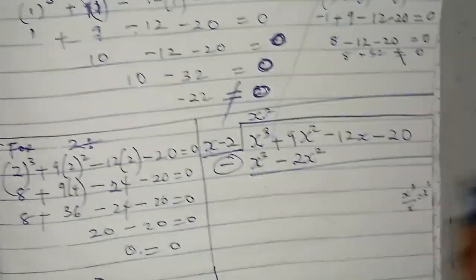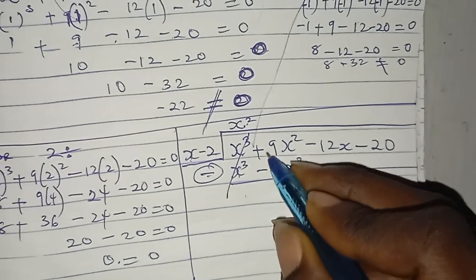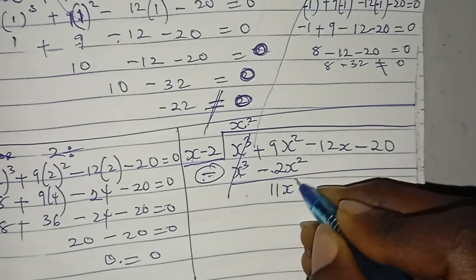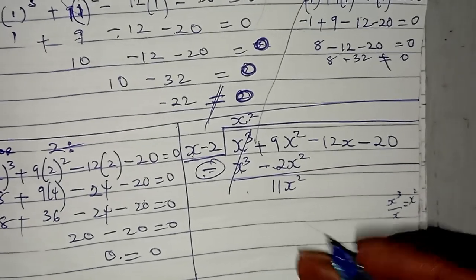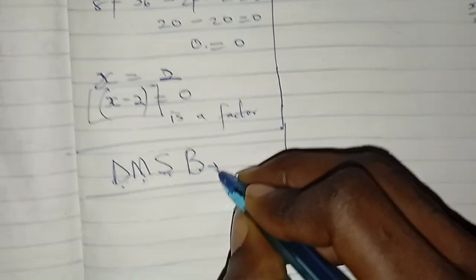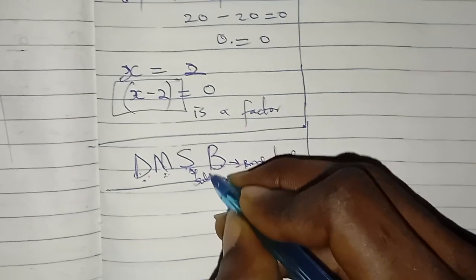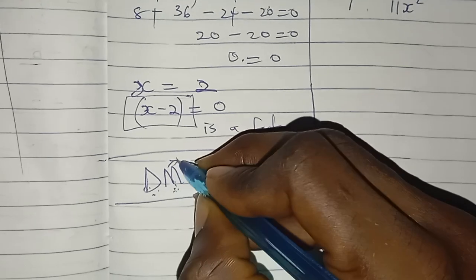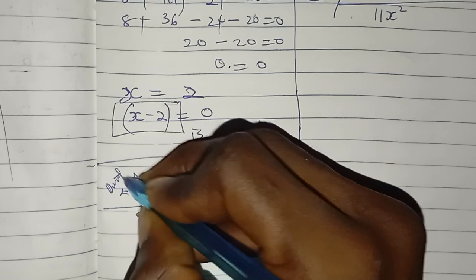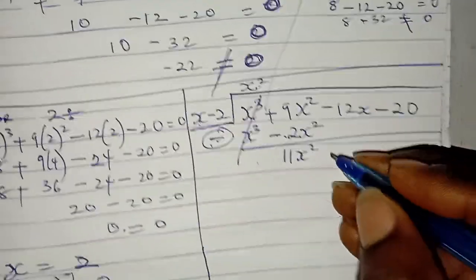So we subtract. x cubed minus x cubed is 0. It will get out. Now 9x squared minus minus 2x squared becomes plus, so it will be 11x squared. So we've been able to subtract, and now bring down. This is subtract, this is multiply, this is divide. DMSB, daddy, mommy, sister, brother. Alright, so the next thing is to bring down.